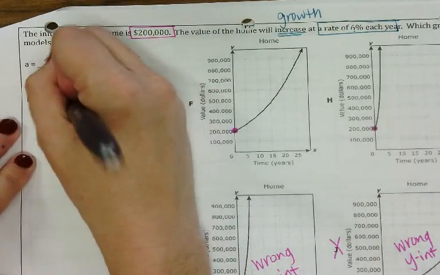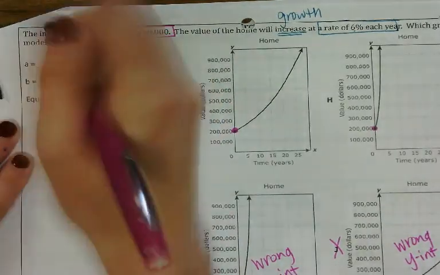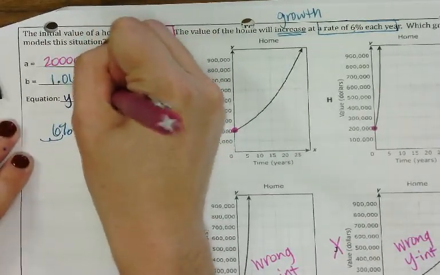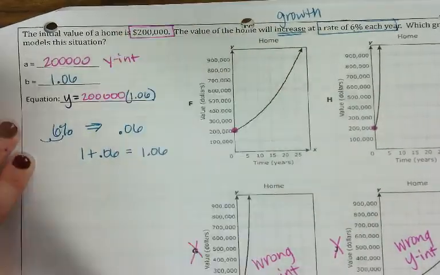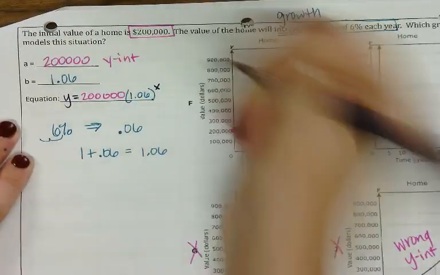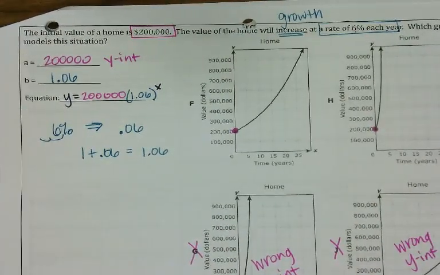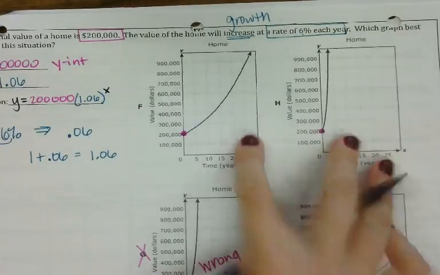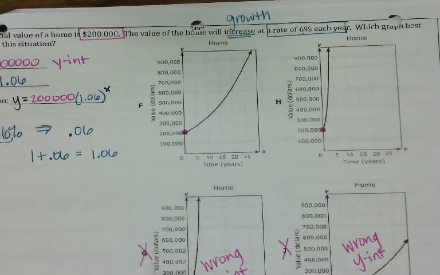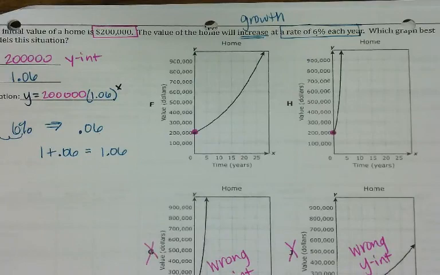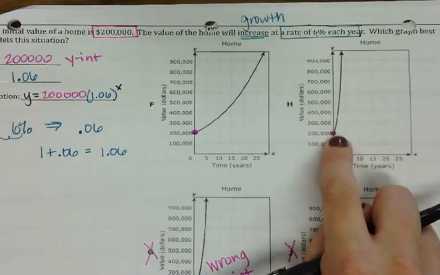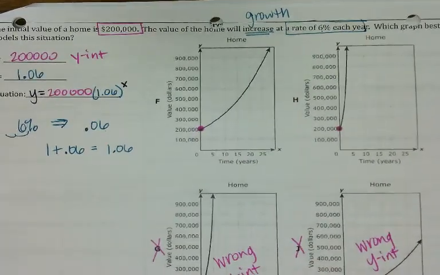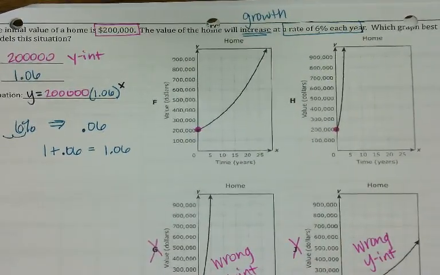So now my equation is y equals 200,000 times 1.06 raised to the x power. Now here's the thing, guys. Both F and H, do those both look like growth? They do. This one is extremely rapid growth, and this one isn't quite as rapid. So, guys, what's a way that we could actually find out which one is correct here?